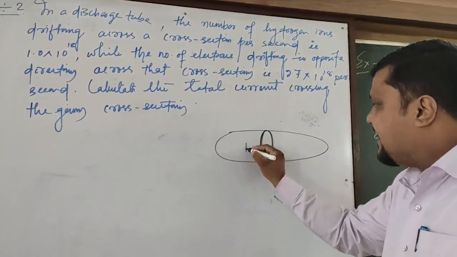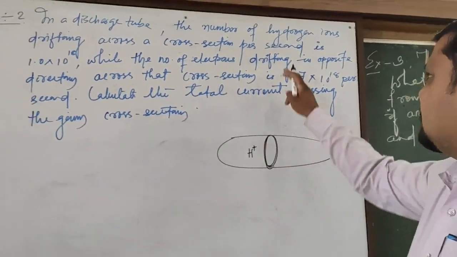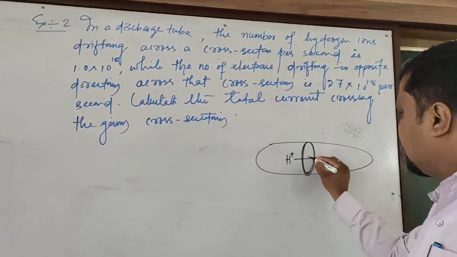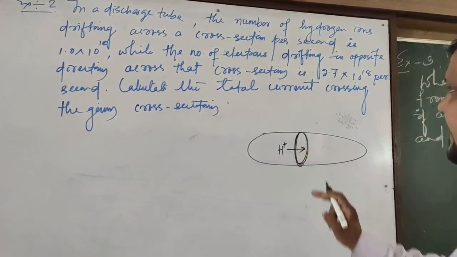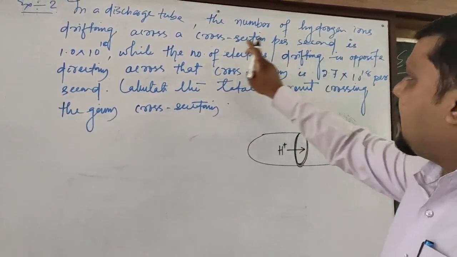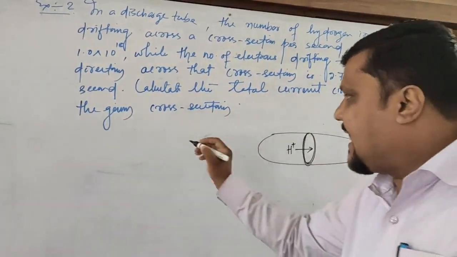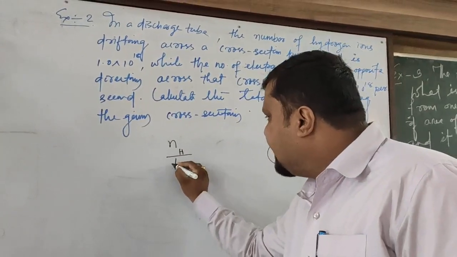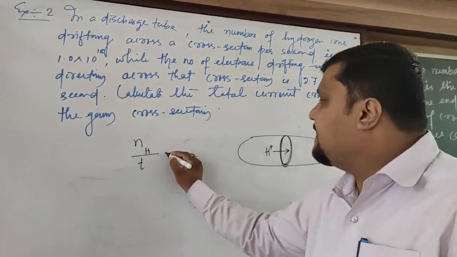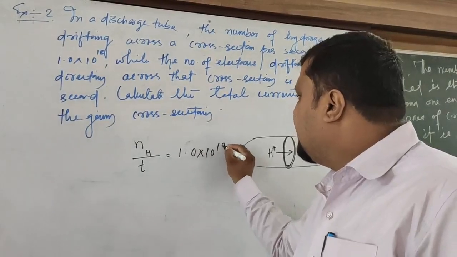The number of hydrogen ions, H plus, crossing per second is given in this direction. Suppose through this cross section H plus ions are crossing per second. How much is that? 1 into 10 to the power 18. So I can write this as the number of hydrogen atoms per second, which is given as 1 into 10 to the power 18.